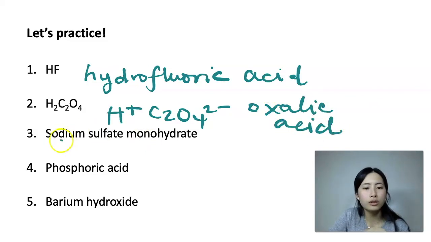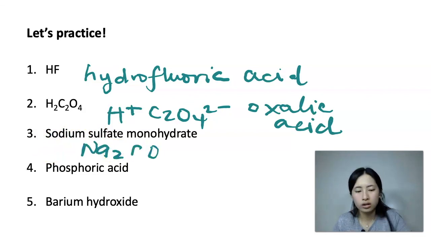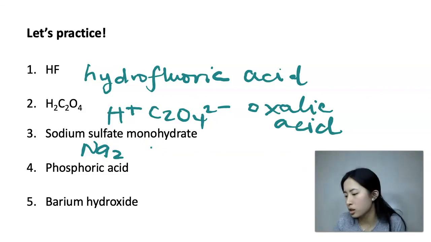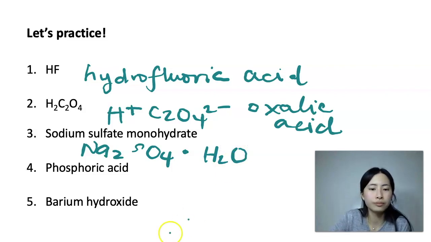Now, moving on to sodium sulfate monohydrate, we see that this is a hydrate. We know that sodium sulfate is an ionic compound. Therefore, we know that sulfate has a charge of -2. Sodium has a charge of +1. When you cross over their oxidation numbers, you end up with Na2SO4 monohydrate. So that's simply H2O because mono indicates that it's one molecule of water.